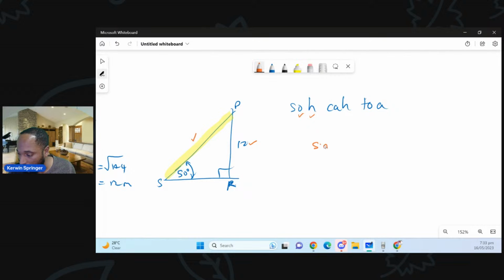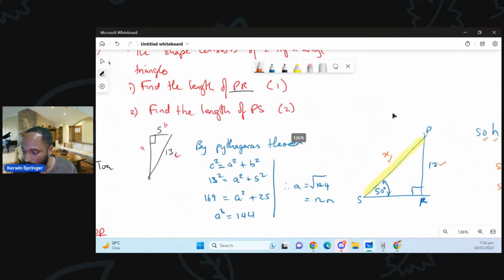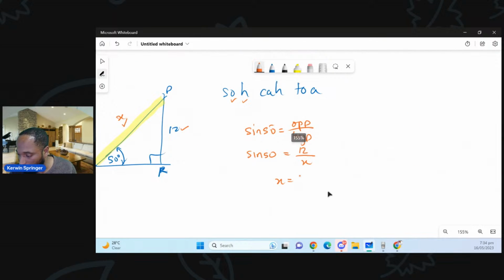So we're going to say sine of 50 is equal to the opposite over the hypotenuse, which is 12 over x. x is the hypotenuse. Let's call it x. So therefore, x is equal to 12 over sine of 50. I want to find PS here. You must know how to transpose. You understand? And what are we getting there, boy? 15.9.